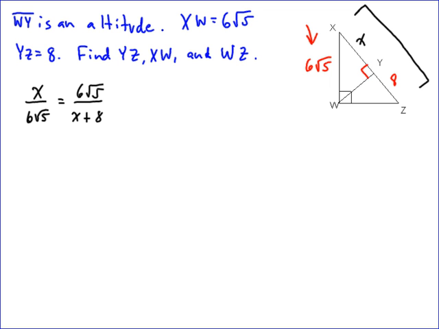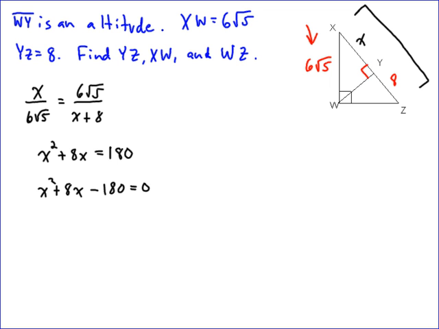So when you solve this, you cross multiply, which will give you X squared plus 8X equals, well, 6 root 5 times 6 root 5 is 180. So that's going to give you X squared plus 8X minus 180 equals 0. At this point, you have 2 options. Your 2 options are to try to factor it, or you can try to use the quadratic formula. Probably you're going to be able to factor, so let's try to factor.